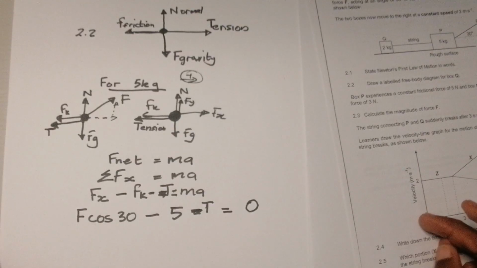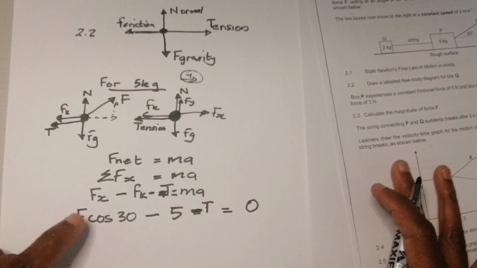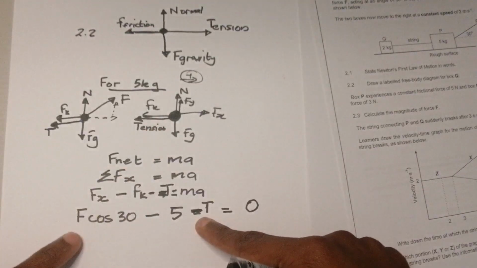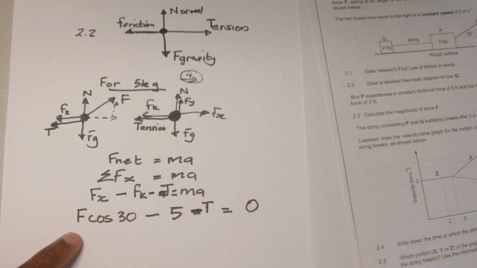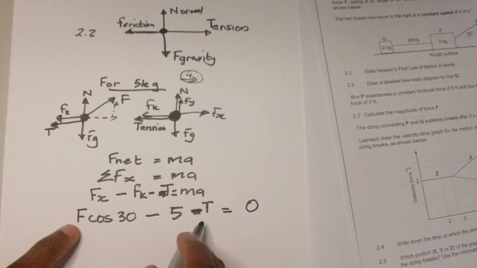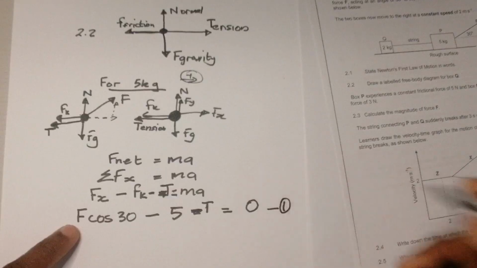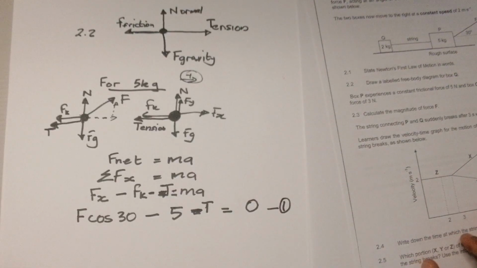Now, ladies and gents, I hope you can see this. So now we end up having a scenario where we've got two unknowns. Can you see? Because I used that, I've got two unknowns. So I've got F cos theta minus 5 minus tension. I do not know what F is, but I also don't know what the tension is. So if you don't mind, let me call this equation 1.